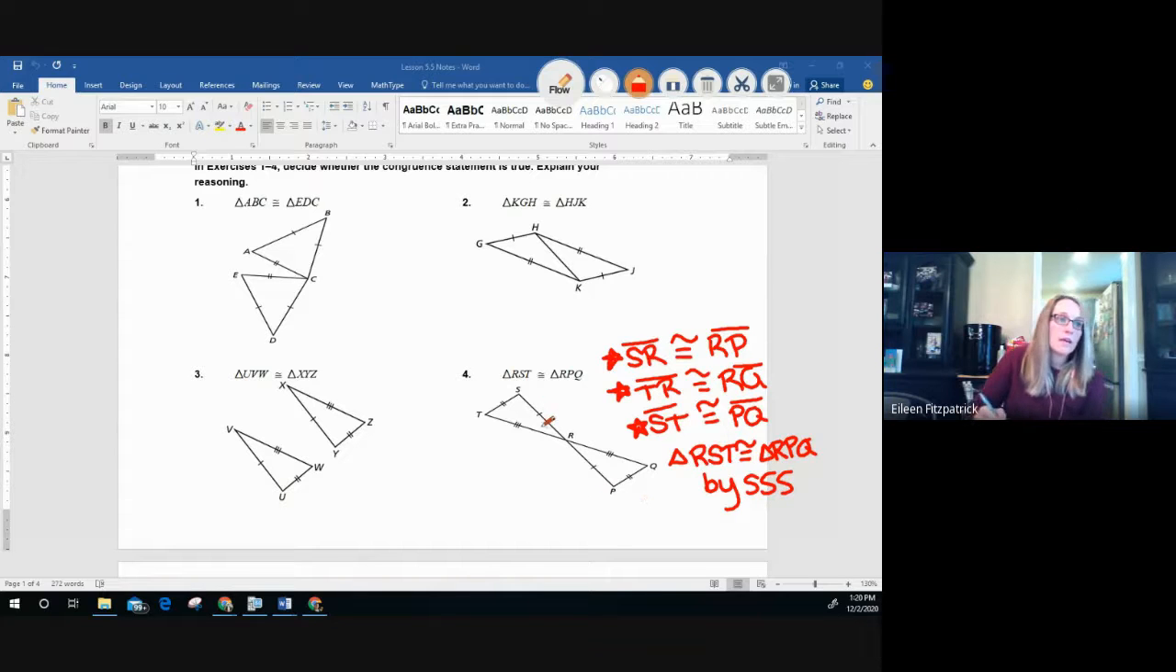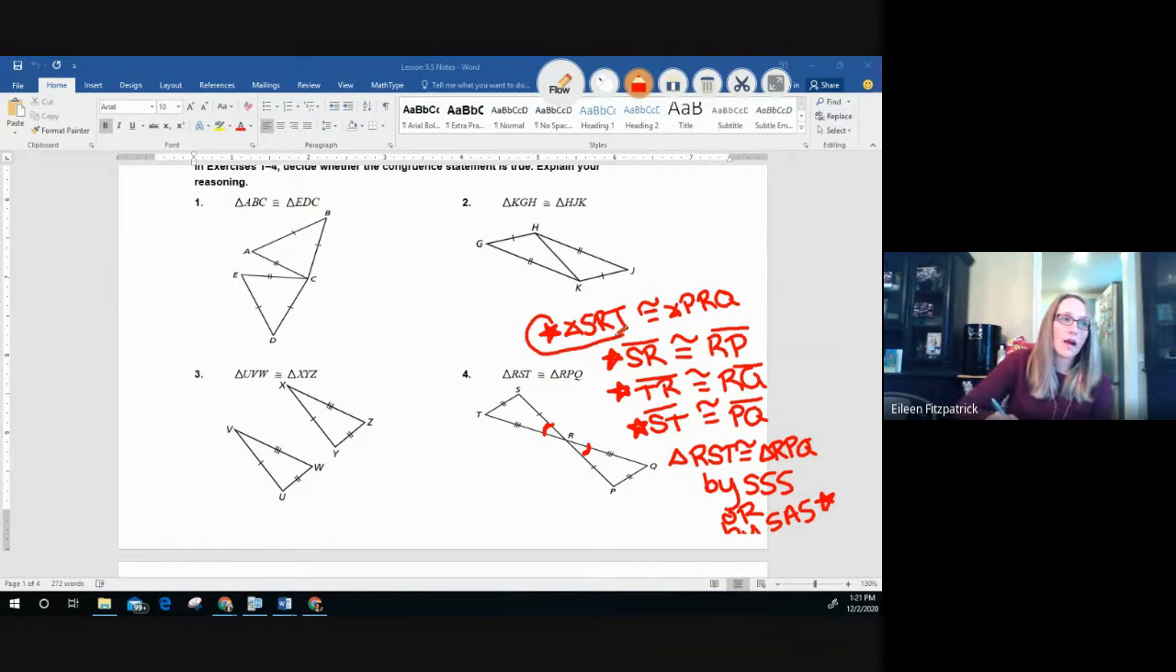Now you could mark these 2 angles congruent to each other, right? If we're doing a proof, you could say that angle SRT is congruent to angle PRQ, and that's because vertical angles are congruent. And then you could actually use side, angle, side. Again, in order to use side, angle, side, you'd have to include this reflexive piece. You'd have to state the angles were congruent. All right. Let's see what else we're going to look at today.